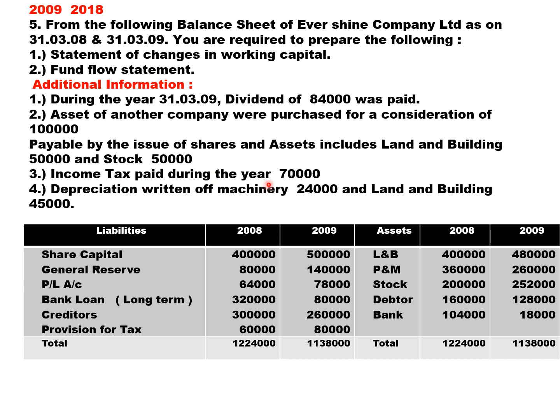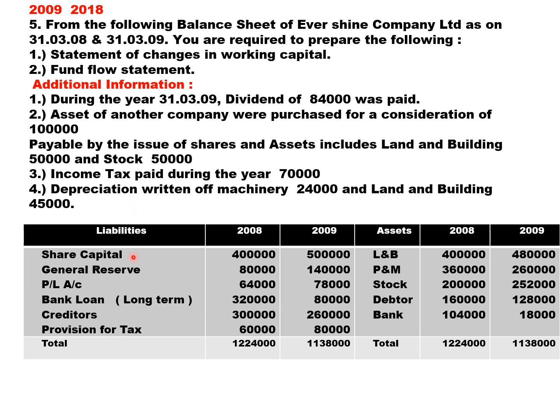Income tax paid during the year 70,000. So it will come in two places. One, it will come in adjusted PL account. It will come in provision for tax account and FFS. Depreciation written off: machinery 24,000, land and building 45,000. So it will come in machinery account and adjusted PL account. And land and building 45,000 depreciation will come in land and building account and adjusted PL account.